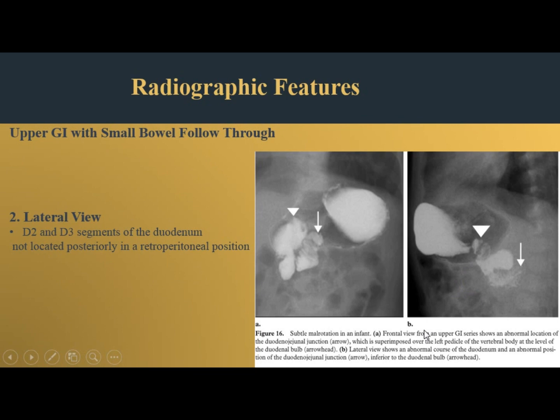Okay, this is the lateral view. In the lateral view, the second part and third part of the duodenum are not located posteriorly and in a retroperitoneal position. So we will see here, this is the lateral view. Usually it should go upward, but here it's not upward, because the duodenojejunal junction should be posterior to the pylorus.